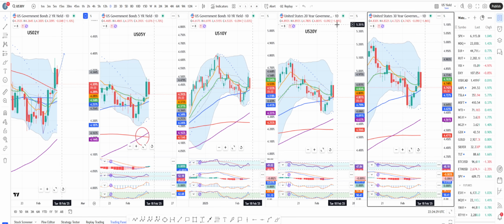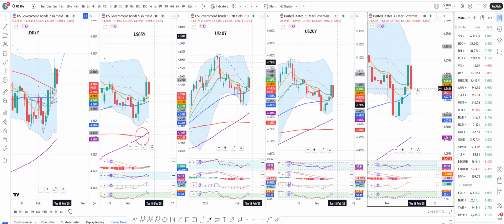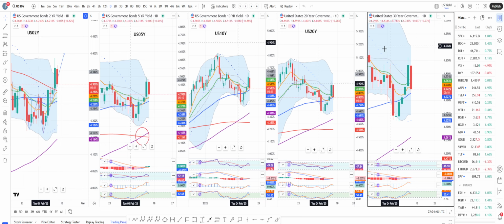Then we will be talking about, and maybe in 5 minutes we will get back to this 30-year yield, because it looks like it's going to be closing right at the low of the previous day, which would be a bullish continuation signal. We'll get back to it in 5 minutes.